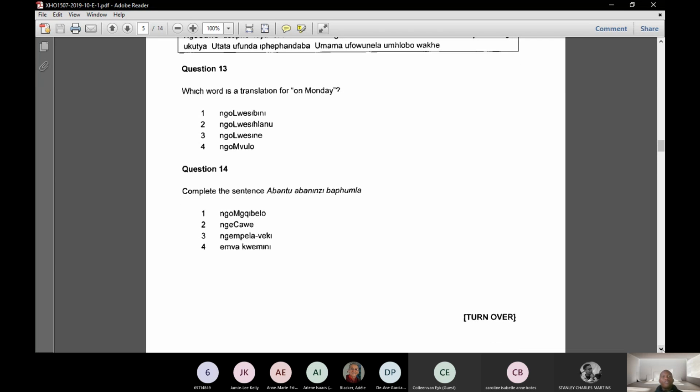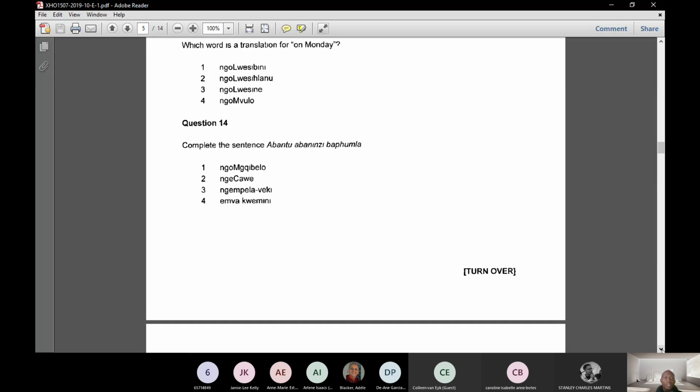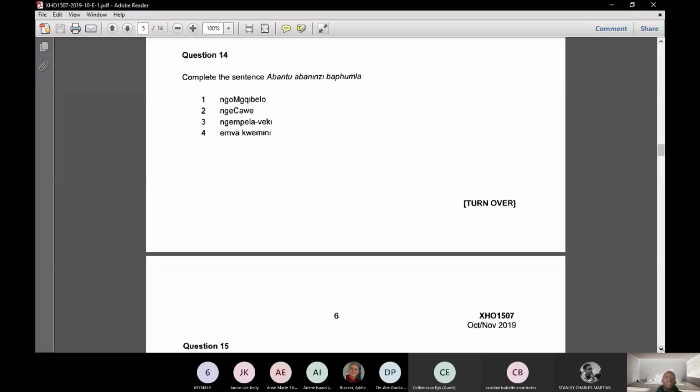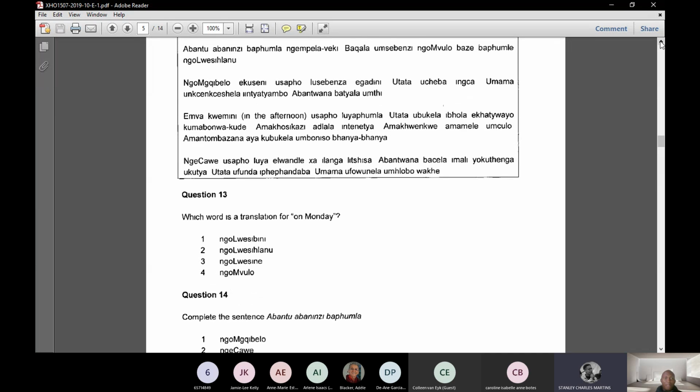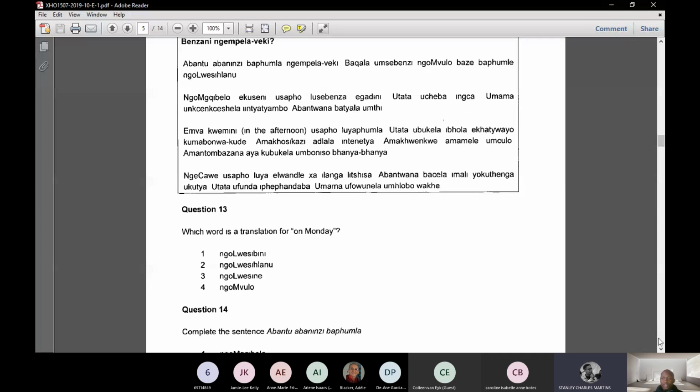Which word is the translation for on Monday? Lwesibini, Lwesihlanu, Lwesine, or Mvulo? Number 4, Mvulo is correct. Question 14, complete the sentence. Abantu abaninzi baphumla ngomgqibelo, ngecawe, ngempelaveki, emva kwemini. Ngempelaveki. Abantu abaninzi baphumla ngempelaveki, that's correct.